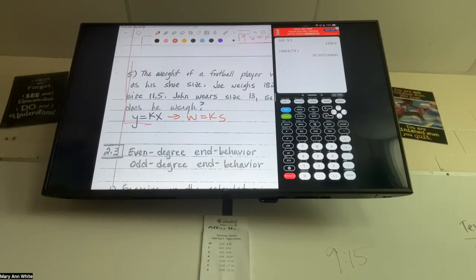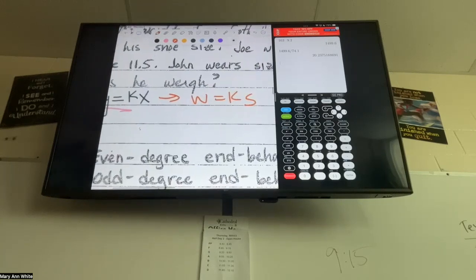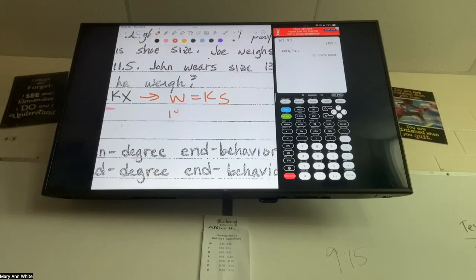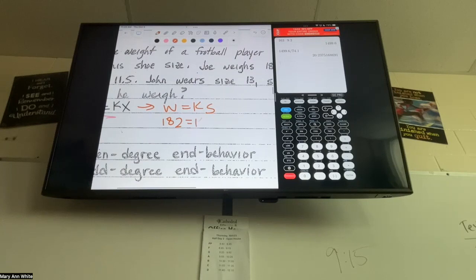I generally hate writing S's because it looks like a 5, but it'll be fine. It says Joe weighs 182 pounds and wears a size 11.5. So let's put that in. 182 equals K times 11.5. Okay, so we'll solve for K. We'll divide by 11.5. 182 divided by 11.5, and I get 15.8. So that's my constant.